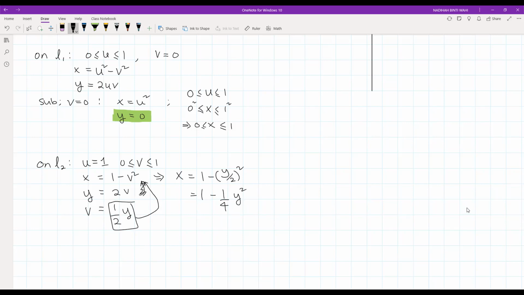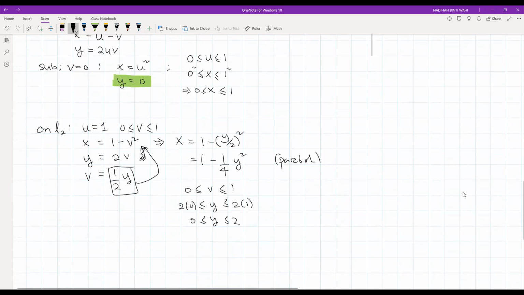Okay, so this is like a parabola. So how does it look like? Remember that U is 1, V goes from 0 to 1, meaning that I need to specify my Y-axis. So Y is 2V, 2 times 0, in between 2 times 1. So Y is in between 0 and 2.